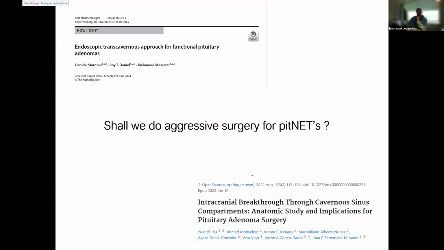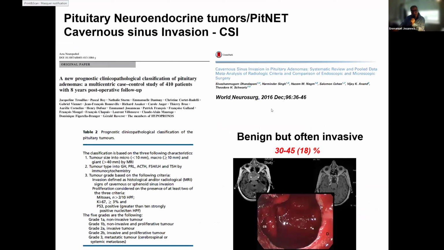You have to think that the PITNET are benign tumors. So the first question is, shall we perform aggressive surgery for PITNET? There is now a lot of literature about that. The pituitary PITNET are benign tumors, but they are often invasive tumors.